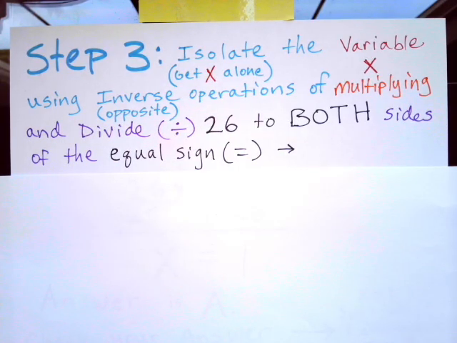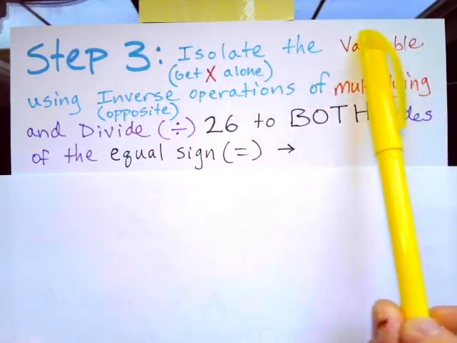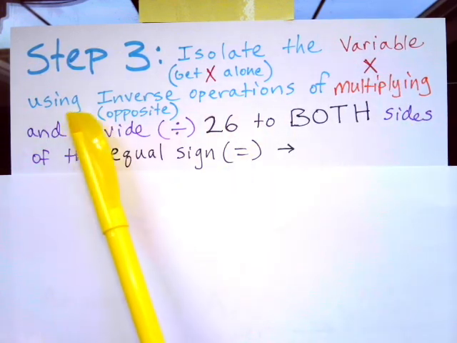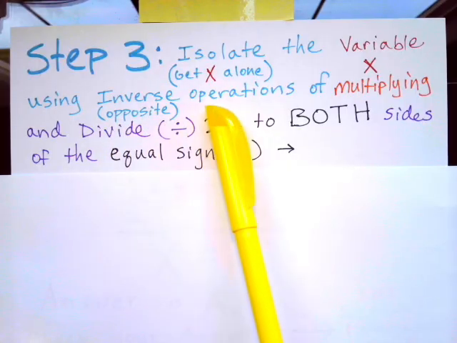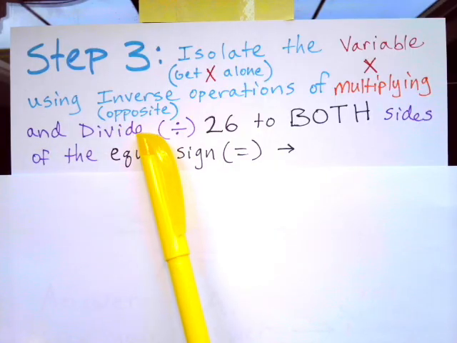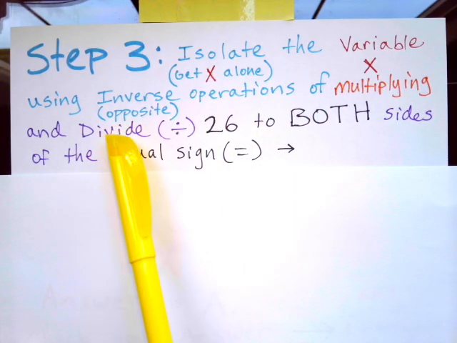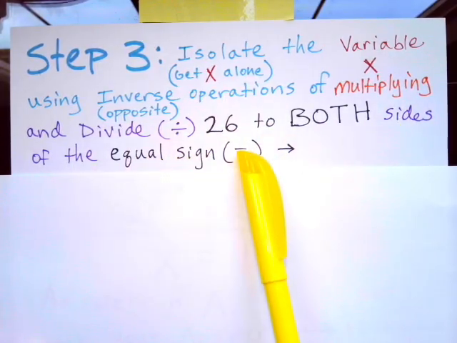We are completing a multi-step equation problem, solving for x. Here in step 3, what we're going to be doing is isolating. That just means getting x all alone. We're going to isolate the variable x by using the inverse, or the opposite, right? Inverse means opposite operations of multiplying. And we will divide, because dividing is the opposite of multiplying, 26 to both sides of the equal sign.